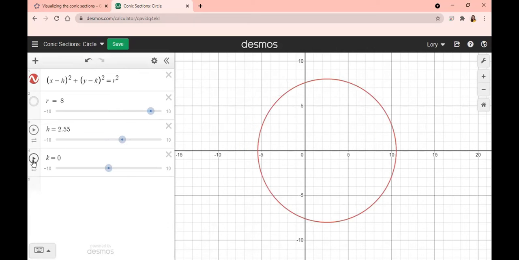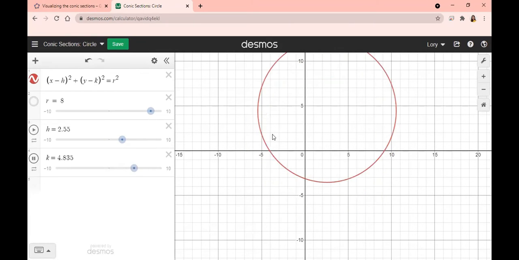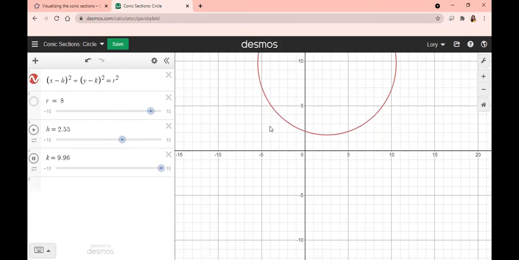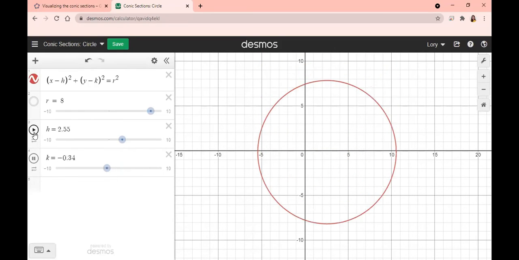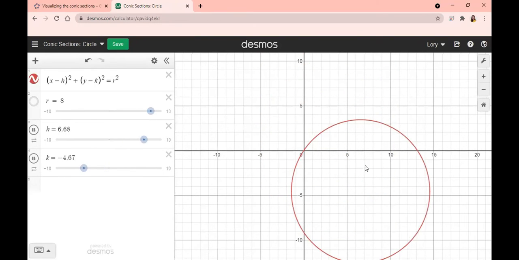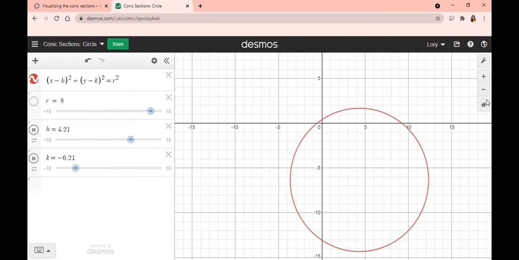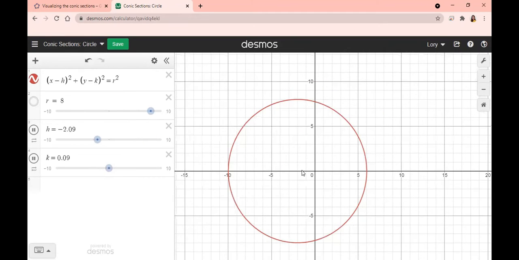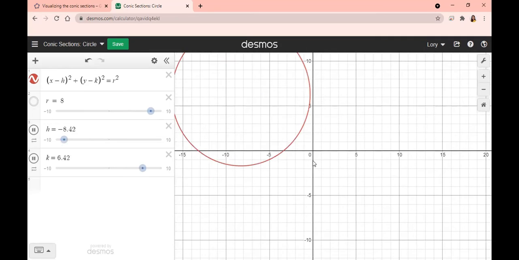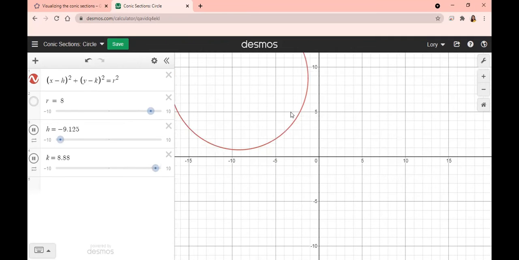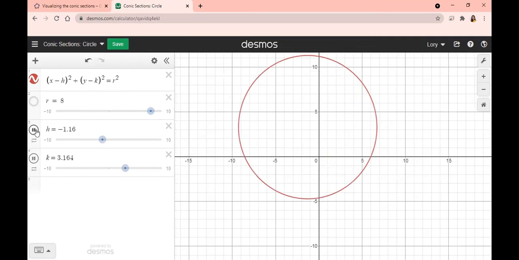Pero, paano if you have a value for K? So, nagmo-move lang din siya up and down. Now, what would happen if both of your H and K are present? So, nagmo-move lang siya on different parts of your graph. Ayan. Okay, depending on the value of H and K. Okay?